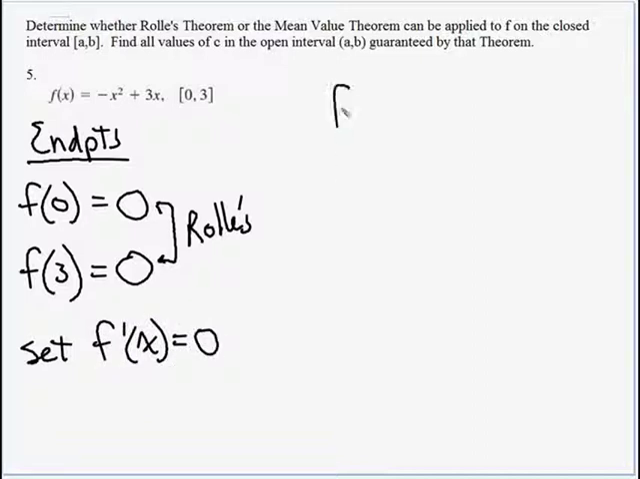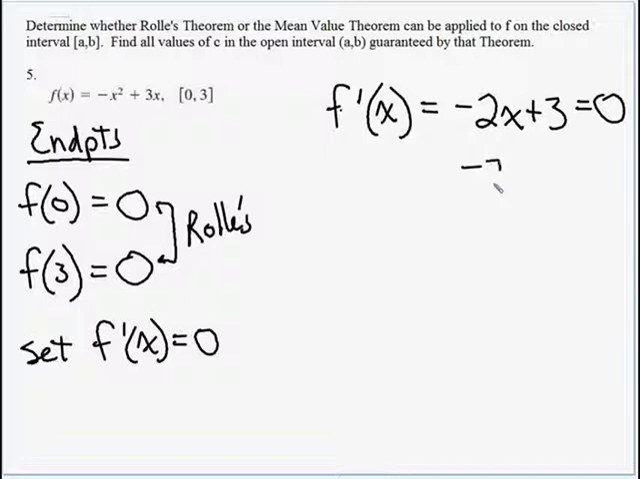So let's take our derivative. f prime of x will be minus 2x plus 3. Let's set that equal to 0. Subtract 3 from each side. Divide by negative 2. x is 3 halves.